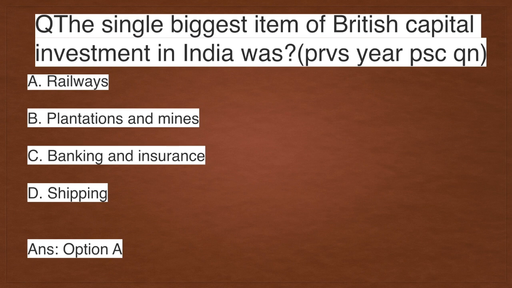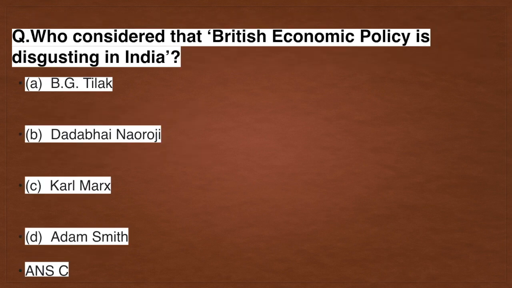The single biggest item of British capital investment in India was: option A, railways, option B, plantation and mines, option C, banking and insurance, option D, shipping. The correct answer is option A, railways. The single biggest item of British capital investment in India was railways. The railways were established mainly for the transportation of Indian goods and resources and their convenient export to Britain, and for colonial administration.